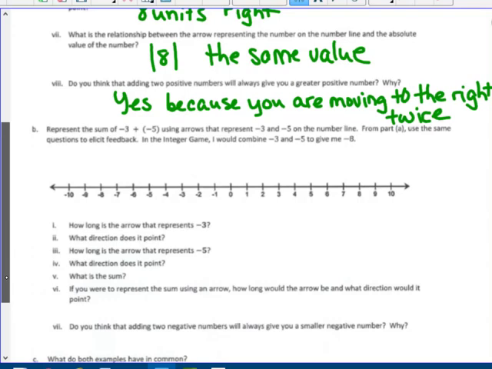Represent the sum of negative 3 and negative 5 using arrows that represent negative 3 and negative 5 on the number line. Use the same questions to get feedback. In the integer card game, I would combine -3 and -5 to give me -8. Okay, so -3, we'll start at 0, -3 plus -5 would get me to -8.